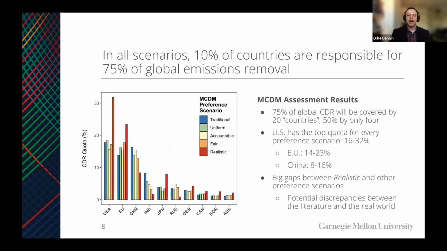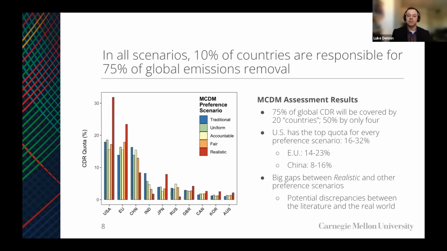And once we have defined our preference scenarios, we're able to follow through with this MCDM analysis. Now, MCDM can get very complex, but we keep it relatively simple, comparable to taking a weighted average. The results are shown here in the figure on your left-hand side, and there are several key takeaways we want to emphasize. The first is that most CDR will be covered by just a few so-called countries, assuming the EU to be one country for this assessment. And this is the same across all preference scenarios.